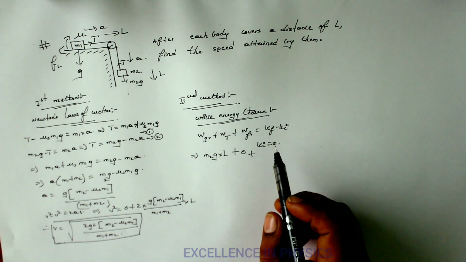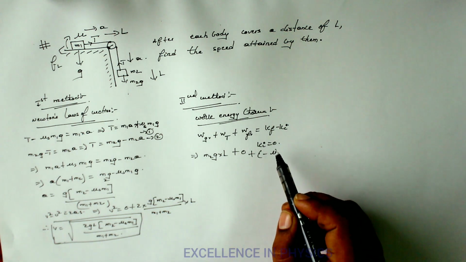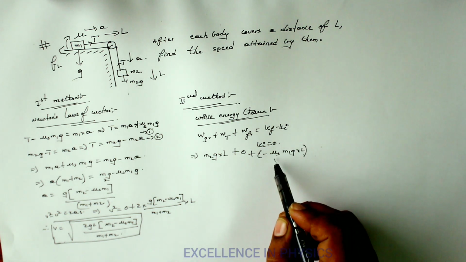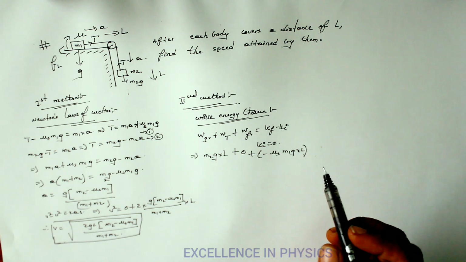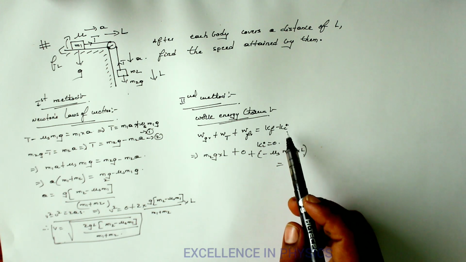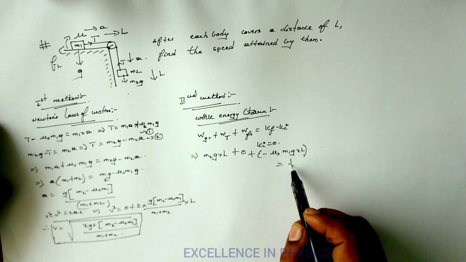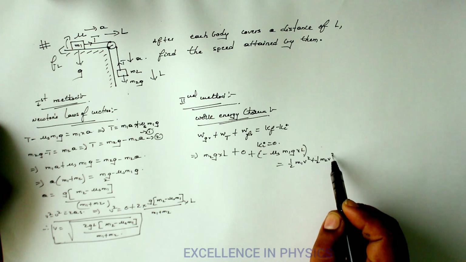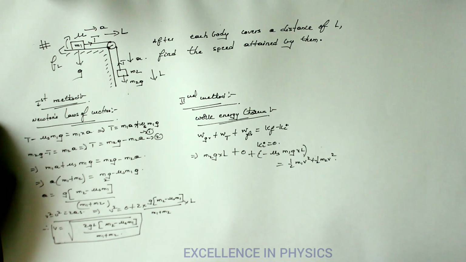So therefore, minus of mu s m1 into g into L. So this is the frictional force, this is the distance traveled, force into displacement will give work done. So this is equal to change in kinetic energy. Initial kinetic energy is 0, but finally both the bodies are attaining kinetic energies of half m1 v square plus half m2 v square. So these are the final kinetic energies, as initial kinetic energies are 0.